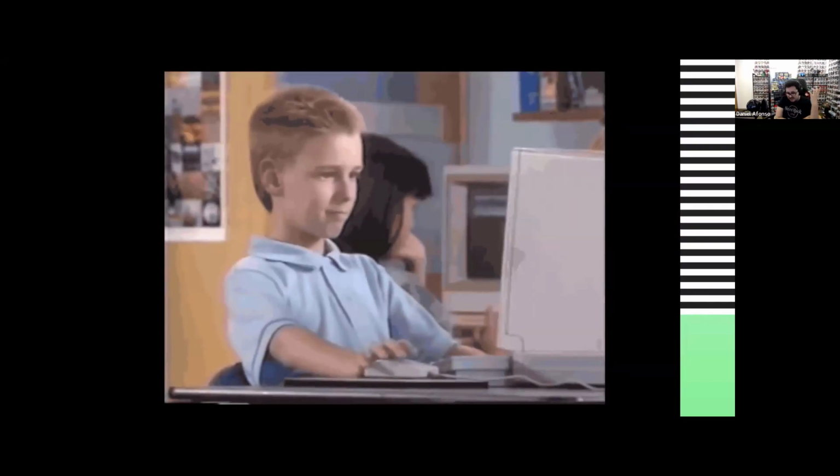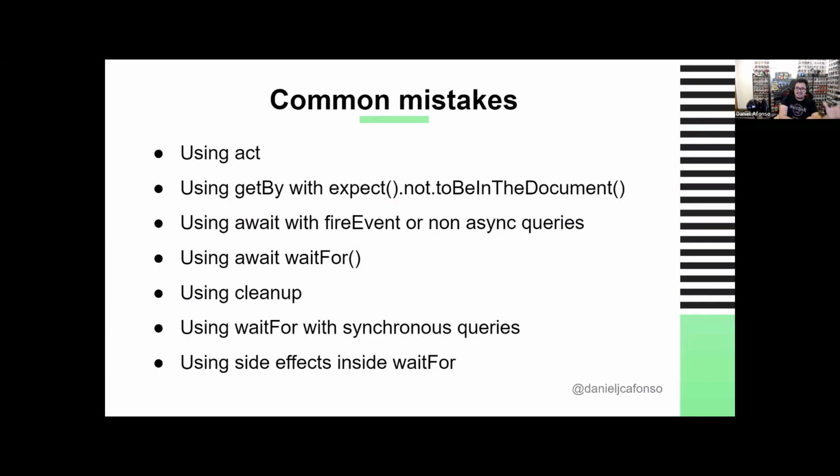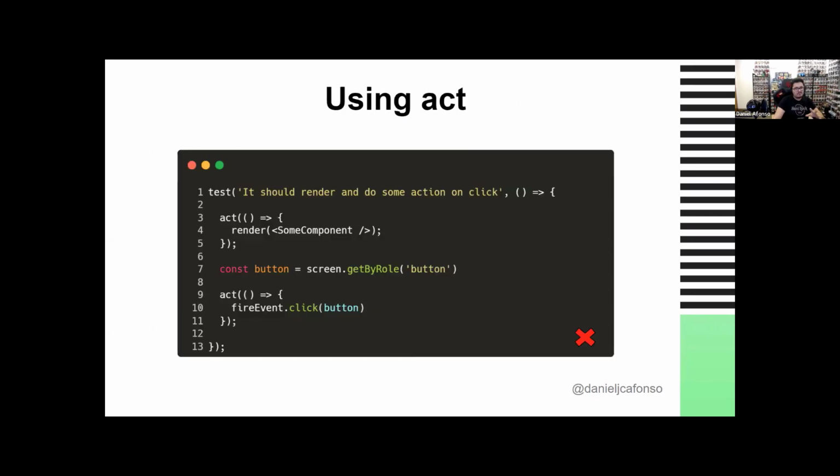But with it also came some errors and some mistakes and some issues. And there are a couple of them. I'm not going to read them all because I'm going to show you now. So the first error and issue that I made, and I've seen quite a lot of people doing this one, is using act. So what is act?